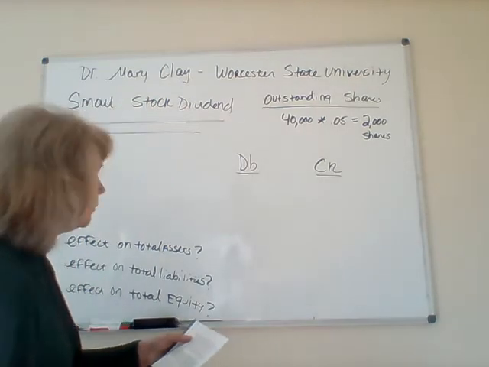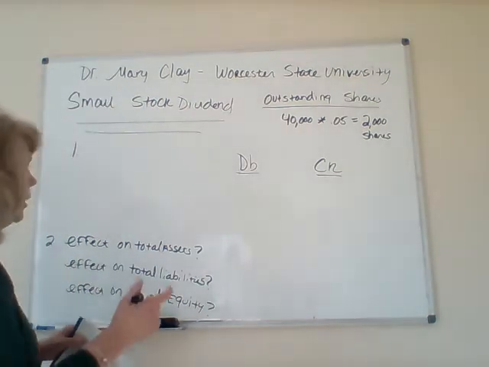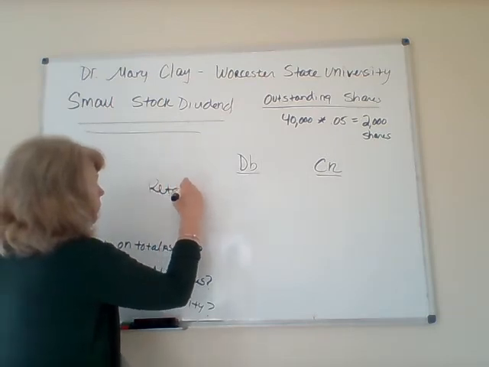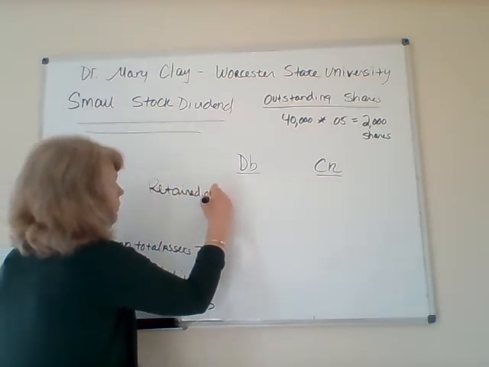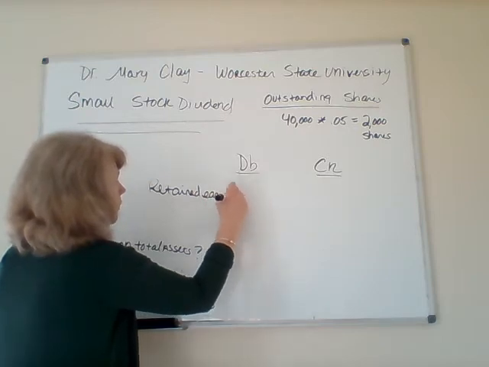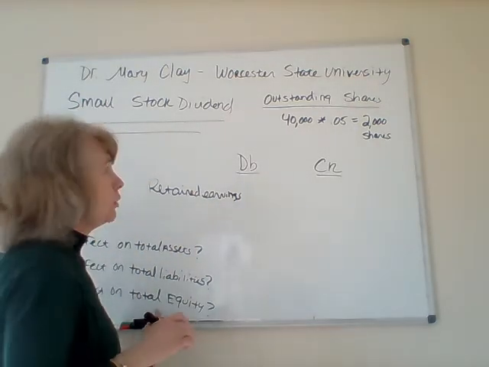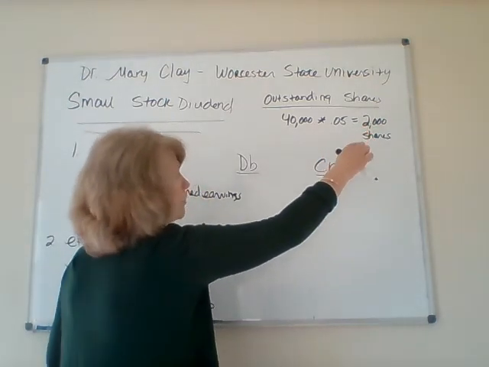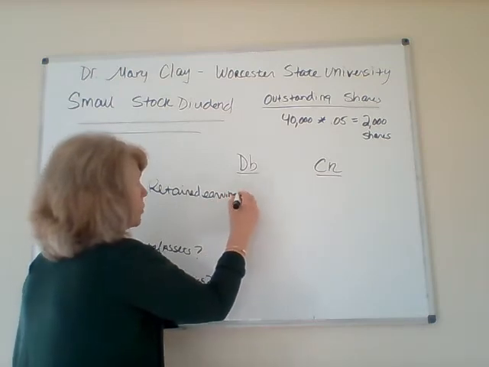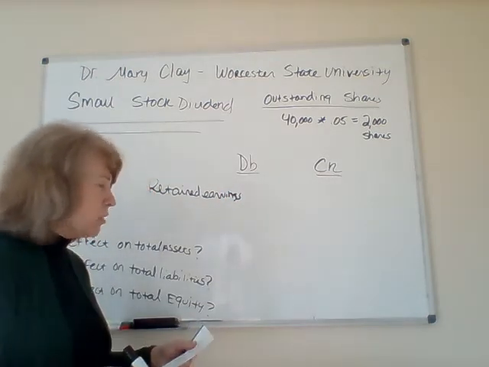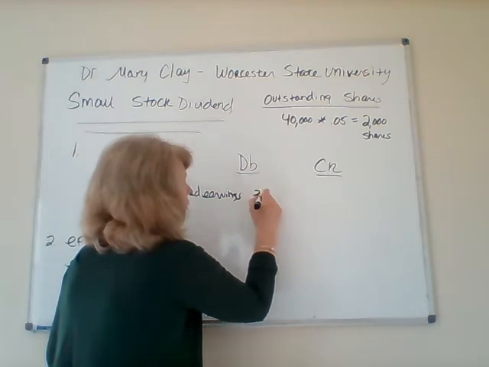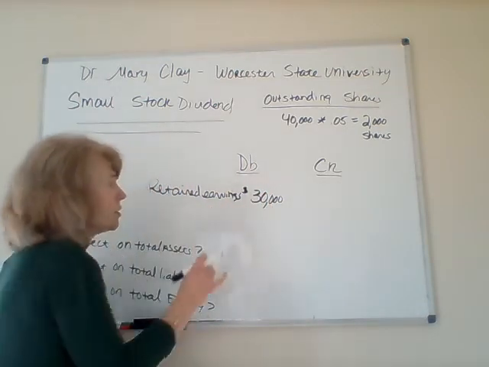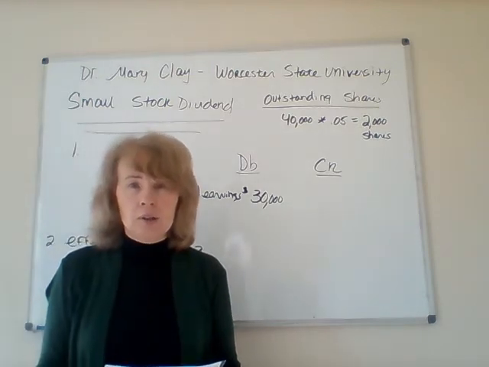Okay, so our first journal entry, I'm going to put up retained earnings. I'm going to figure out the amount of retained earnings. I'm going to take 2,000 shares times $15. So $15 times 2,000 shares gives me $30,000. Okay, so retained earnings is a debit for $30,000.